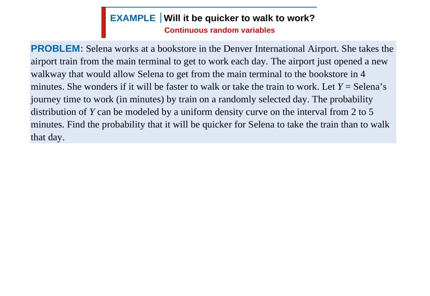So let capital Y equal Selena's journey time to work in minutes by train on a randomly selected day. The probability distribution of Y can be modeled by a uniform density curve on the interval from 2 to 5 minutes. So we'll find the probability that it'll be quicker for Selena to take the train rather than walk that day. So this is a continuous random variable because her commute can be anywhere from 2 to 5 minutes, any number between 2 and 5 in terms of time.